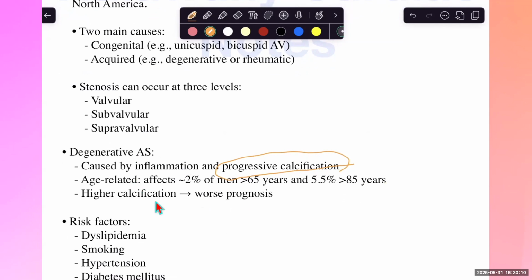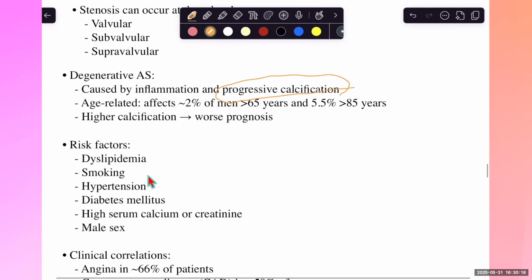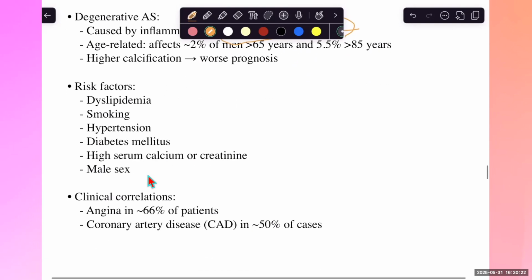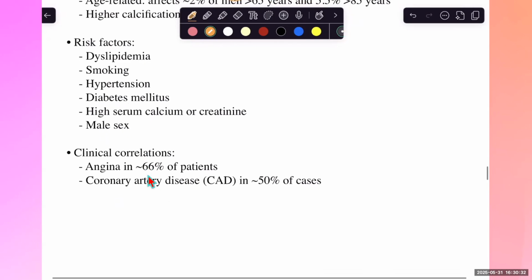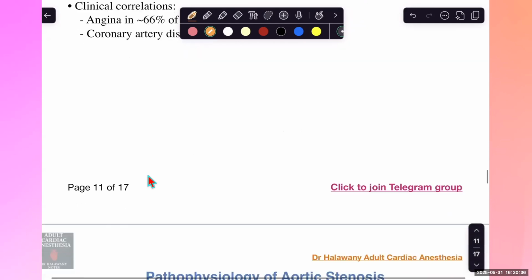And with the increase of life expectancy, we are seeing these patients more and more now. Of course, the normal risk factors you all know about: dyslipidemia, smoking, hypertension, diabetes, serum calcium, creatinine, and male sex. Of course, females will not die; they will let us die first. Okay, clinical correlation: angina and coronary artery disease.